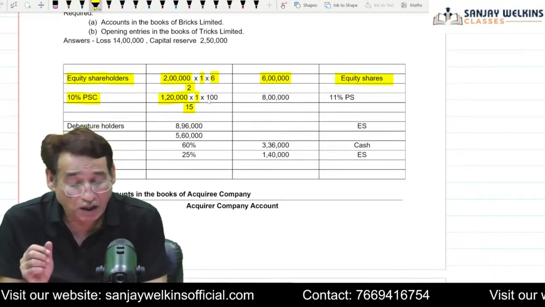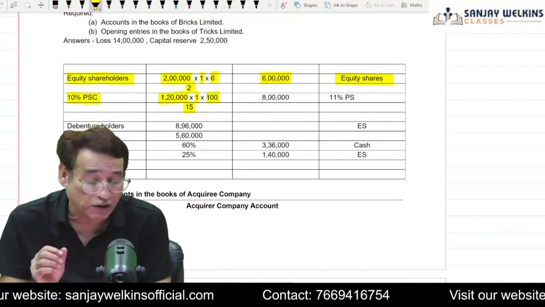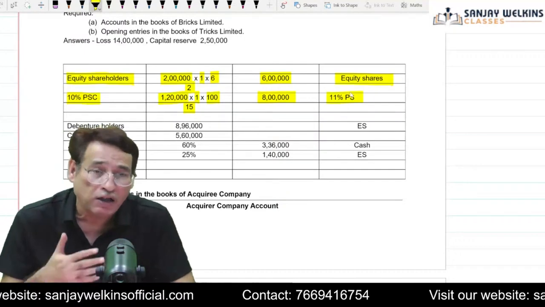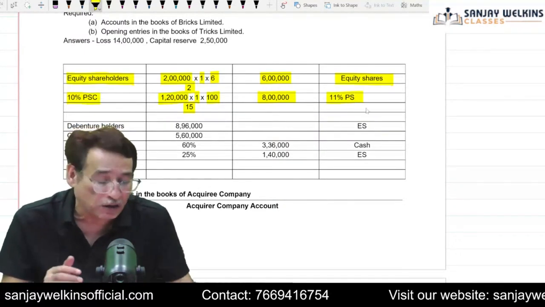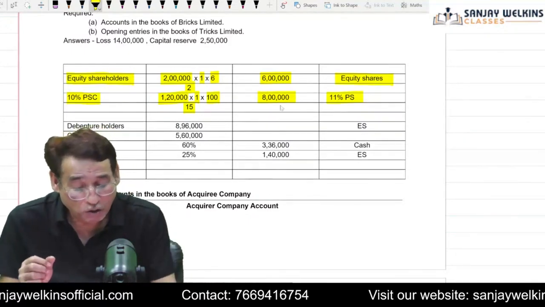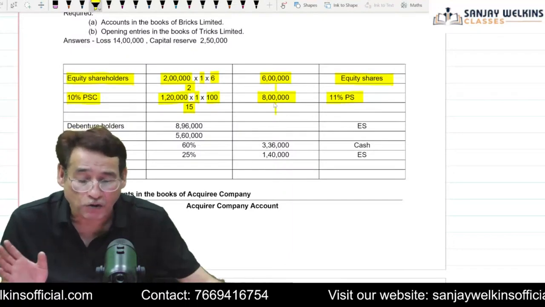Is it clear to you? And then 1 share is being issued at par, so we will multiply it with 100. Total amount will be 8 lakh. So ultimately this payment is by way of preference share. Preference shareholders are receiving the payment by way of preference share. So total amount of purchase consideration will be 6 lakh plus 8 lakh, that is equal to 14 lakh.